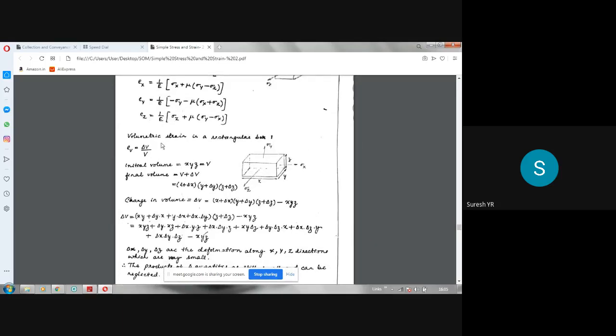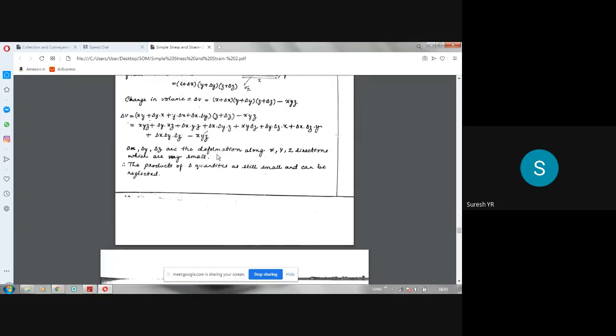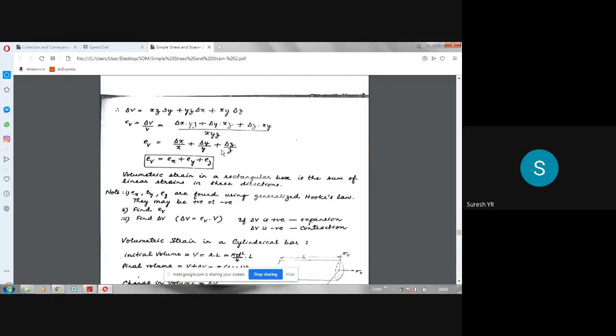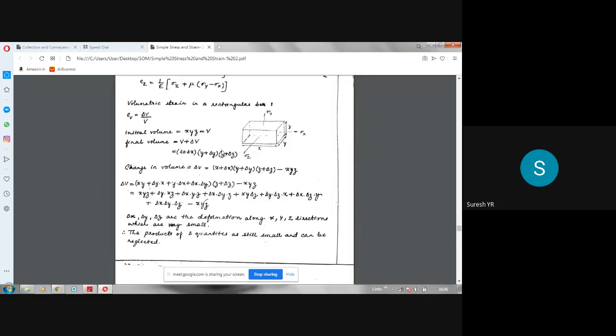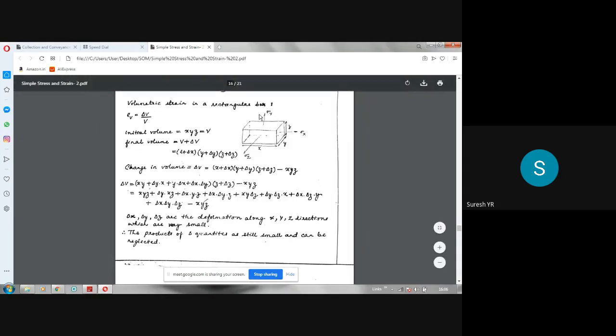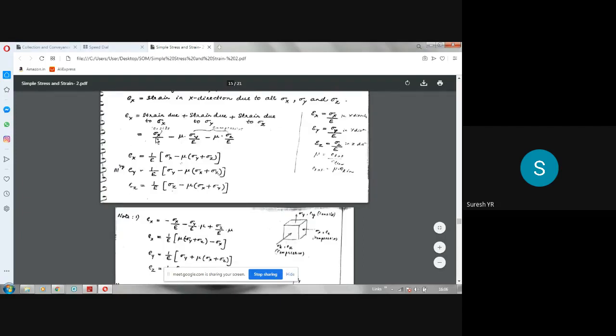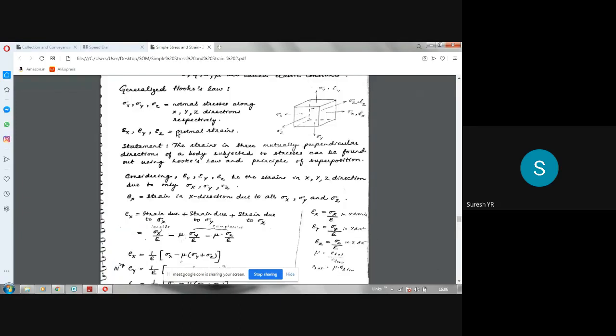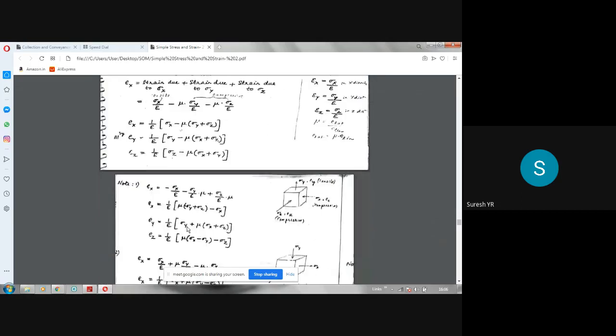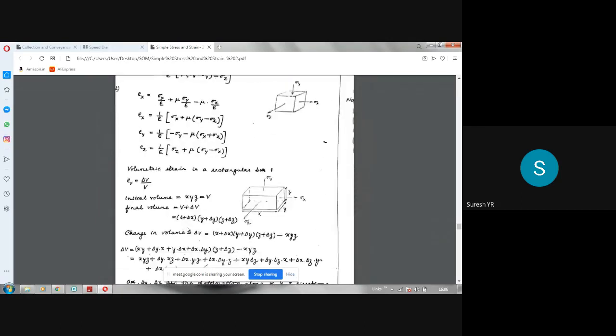Now we will see how it can be used for finding the volumetric strain in a rectangular bar. So here you see volumetric strain in a rectangular bar, a very simple definition. So this is generalized Hooke's law. If they ask you to state and explain generalized Hooke's law, we have to write the statement which I have written here, plus the sketch, then equations. All these expressions you have to write.